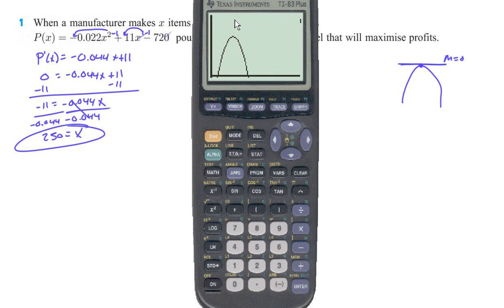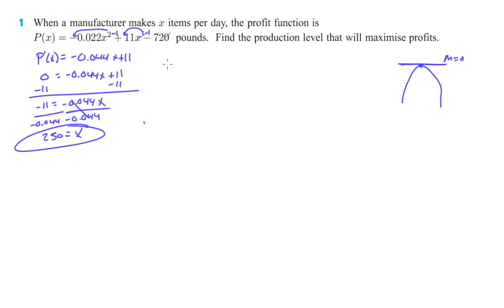It's going to check for the highest y value between those two lines there, and we get 250. And then the y happens to be 655. So if we were to plug 250 back into this original equation here, we'd get 655. And that's how much money you're making according to this model here.